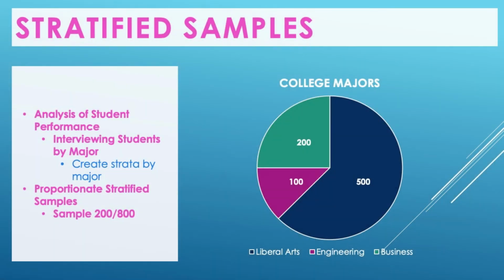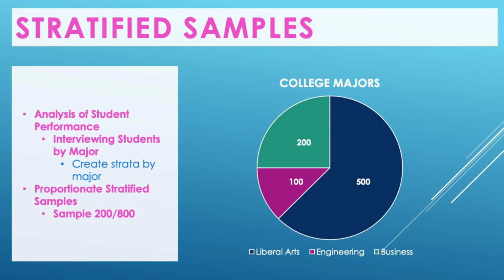Okay, so now that you have a pretty good understanding of proportional samples, now I want to introduce the concept of disproportionate samples and talk about when and why you might want to use a disproportionate sample as opposed to a proportional sample. So let's imagine that we wanted to analyze student performance at a local college. And for the sake of simplicity, let's say that there were a total of 3 different majors that students could choose: liberal arts, engineering, or business. We can see from this graph here that there's a total of 800 students.